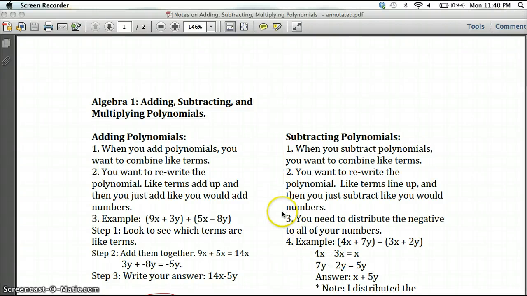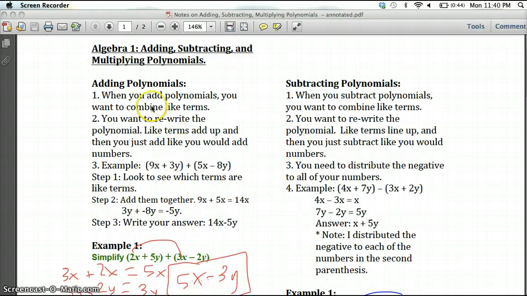Okay, so we're going to be talking about adding, subtracting, and multiplying polynomials. Now, first we're going to talk about adding polynomials. So the first thing you do when you add polynomials is combine like terms. What that means is you're going to look and see that 9x matches with 5x, and 3y matches with a negative 8y.